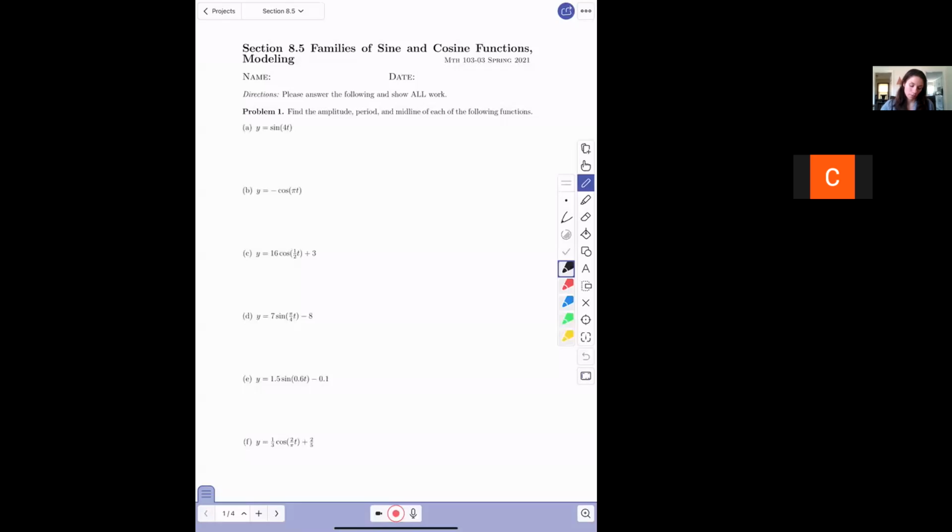We have two general formulas that we look at. One being y equals a times sine of b times t plus c. And we have y equals a times cosine of b times t plus c. In both of these cases, t is our variable.